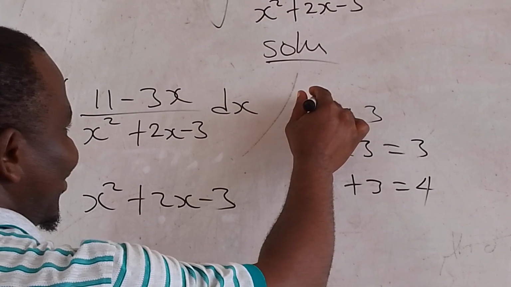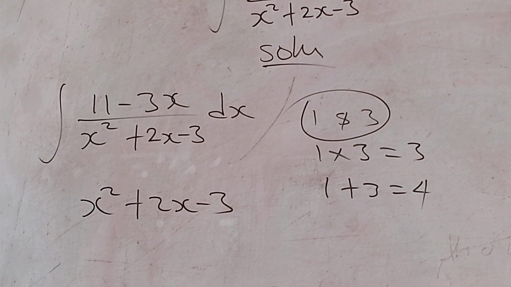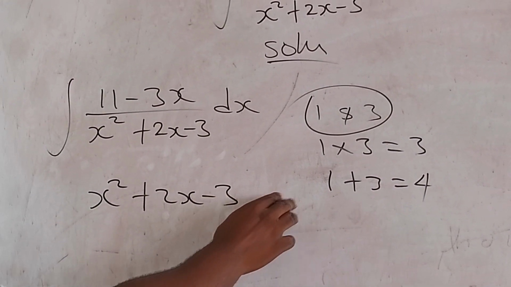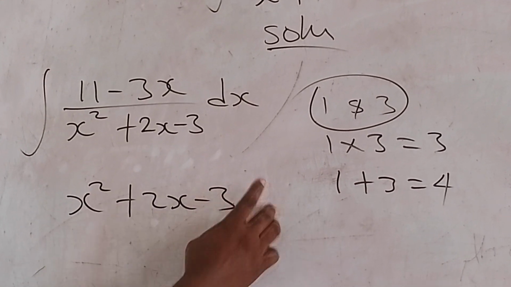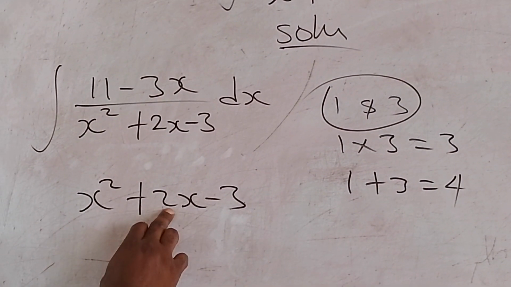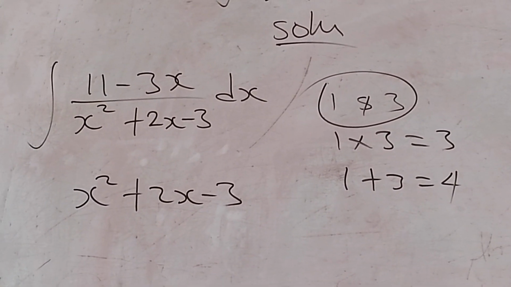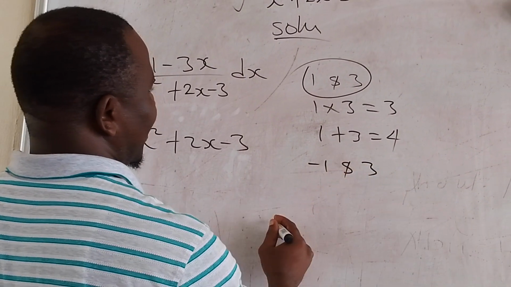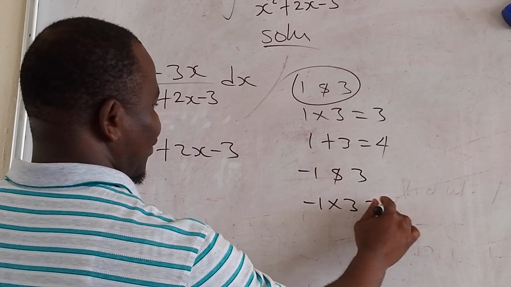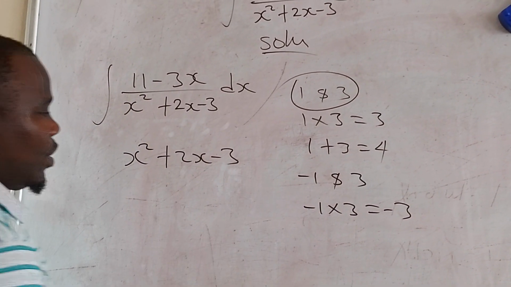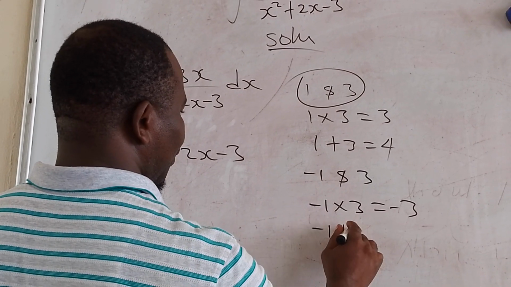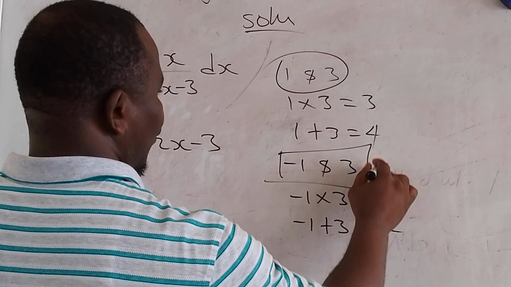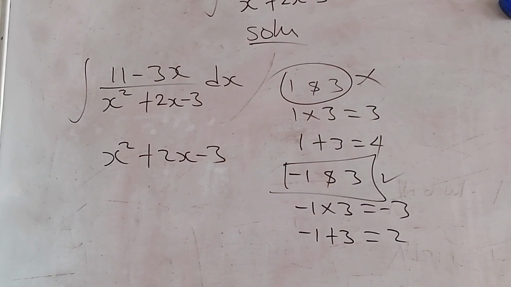It means this axiom will not hold, isn't it? True or false? Because we are looking for minus 3, not plus 3, and plus 2, and not plus 4. True or false? So let us try minus 1 and plus 3. Minus 1 times plus 3 will give us minus 3. Okay, we've gotten this one right. Minus 1 plus 3 will give us plus 2, right? Wow. So it means this axiom will hold. This one cannot hold, isn't it?